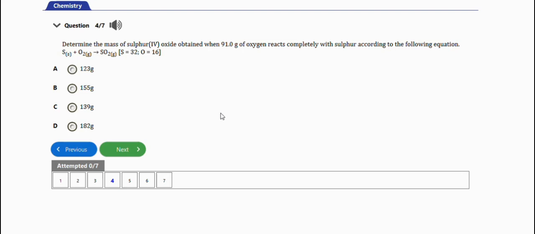It's actually very easy. We have to determine the mass of sulfur 4 oxide. Okay, the mass of sulfur 4 oxide. Let's solve this. So guys, this is the reaction we have: sulfur plus oxygen gas to give you sulfur 4 oxide. We have to find the mass of sulfur 4 oxide, and we are given the mass of oxygen to be 91 gram. So you know that in chemistry your number of mole equals mass over molar mass, right?